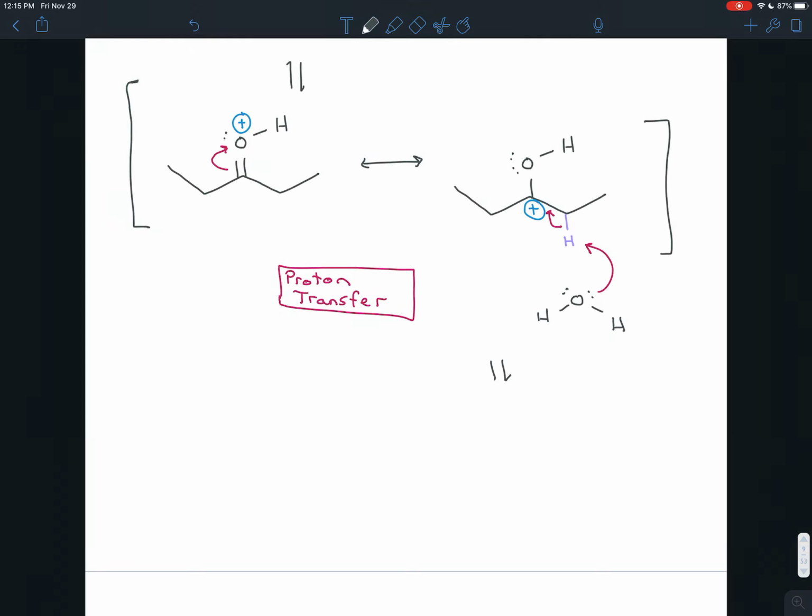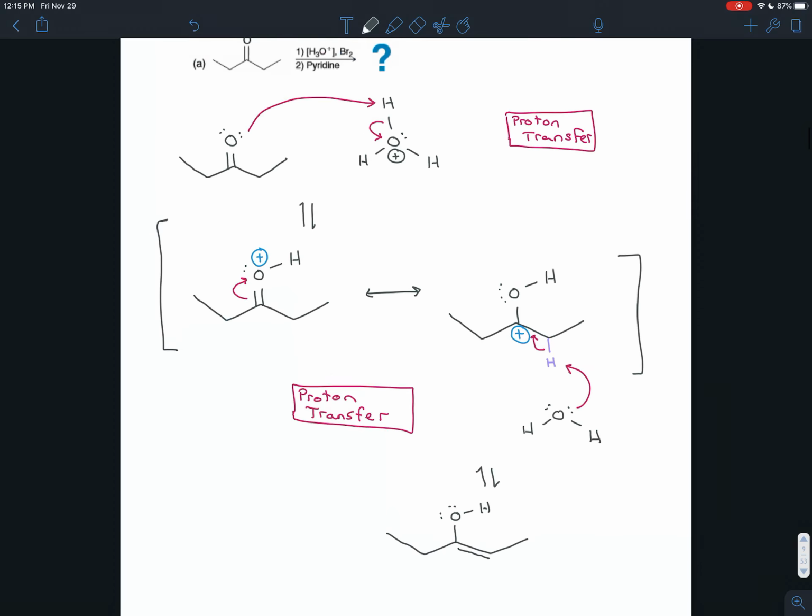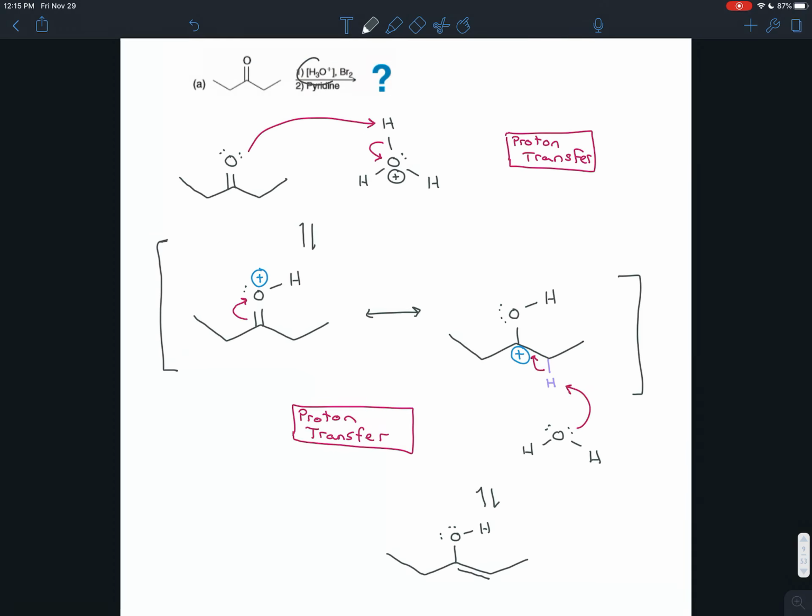So the structure you end up with there is an enol. So you have the alkene and the alcohol. Alkene, alcohol, this is our enol. And this is significant because now these pi electrons can act as a nucleophile. So that's the mechanism for what happens just when you add the catalytic H3O+.